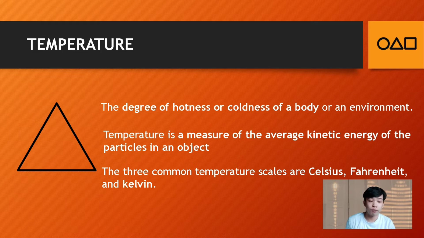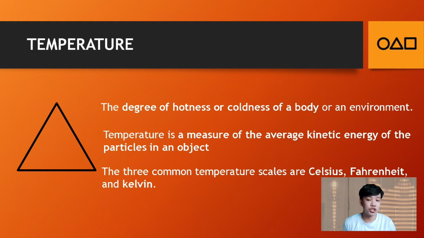Take note that all objects or matter have atoms, and these atoms can get excited if they gain energy. Once they gain energy, they become unstable, making them move at a faster rate. This movement of atoms is the one we are measuring in temperature. Hence, this movement of atoms will cause vibration, producing heat. And there are three common temperature scales, which are Celsius, Fahrenheit, and Kelvin.